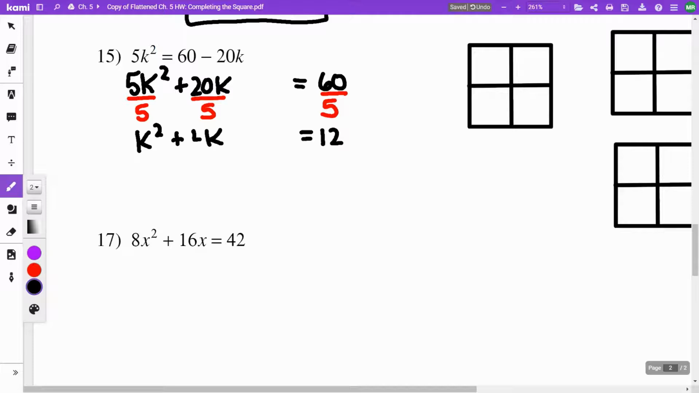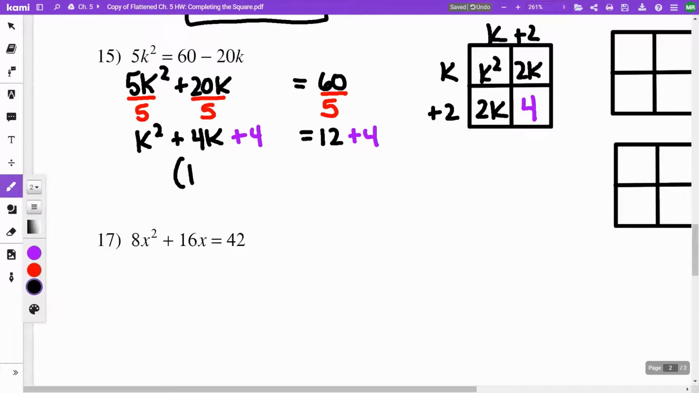So now I am going to work this out. So I'm going to have a k squared. My 4k is split as a 2k and a 2k. So this is going to be a k plus 2, this is a k plus 2. And then what was missing was the 4, so this should have been a plus 4, this should have been a plus 4. So I end up getting k plus 2 squared is equal to 16.